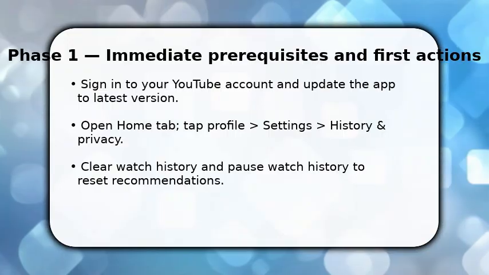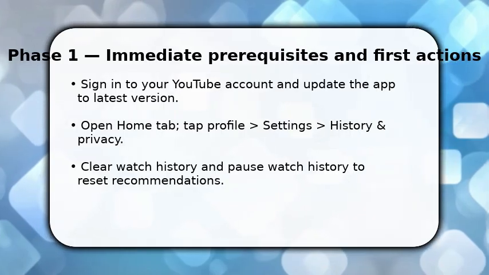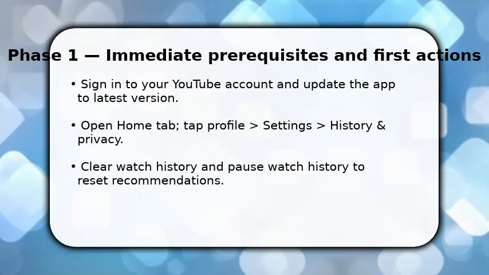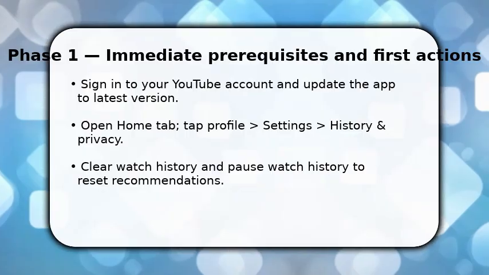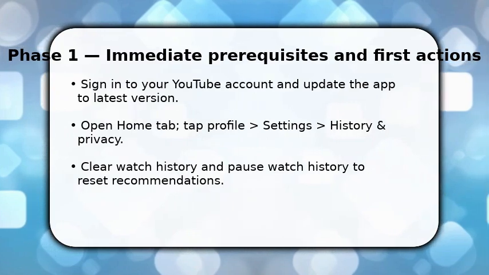Clear your watch history to remove past signal, then pause watch history so new watching won't immediately reshape the feed. Once done, make sure your account syncs. On mobile, check network, and on desktop, confirm you're signed in. These steps reset the algorithm. This is the foundation for changing the home screen.